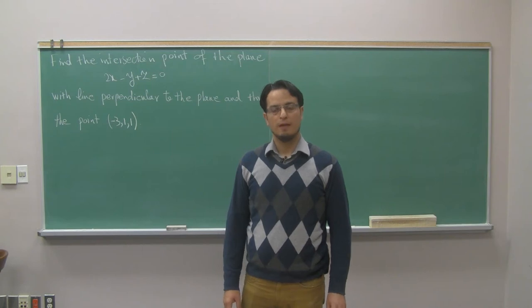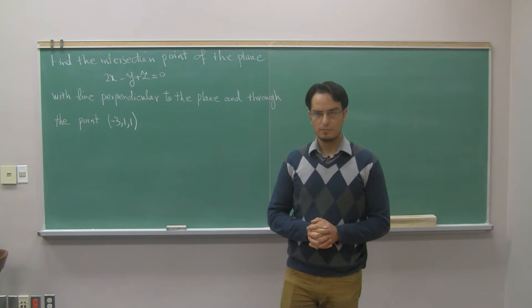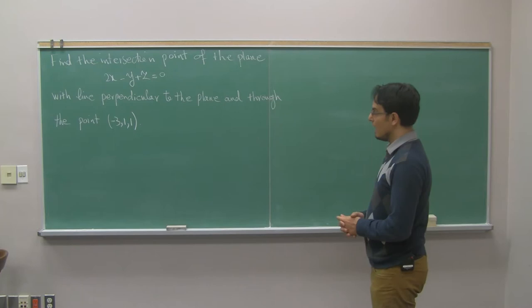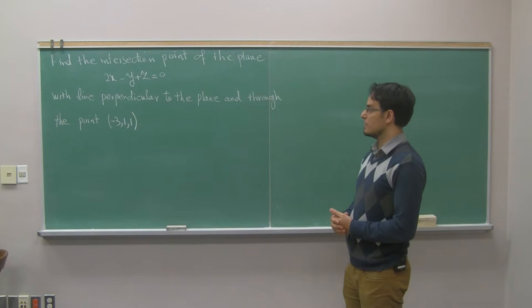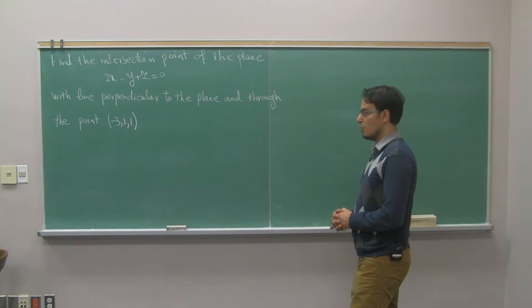Hello everyone. In this video, I'm going to show you an example of how to find the intersection of a line and a plane. Let's see what the question is. The question asks: find the intersection point of the plane given by the equation 2x minus y plus z equals 0 with the line perpendicular to the plane and passing through the point (-3, 1, 1).